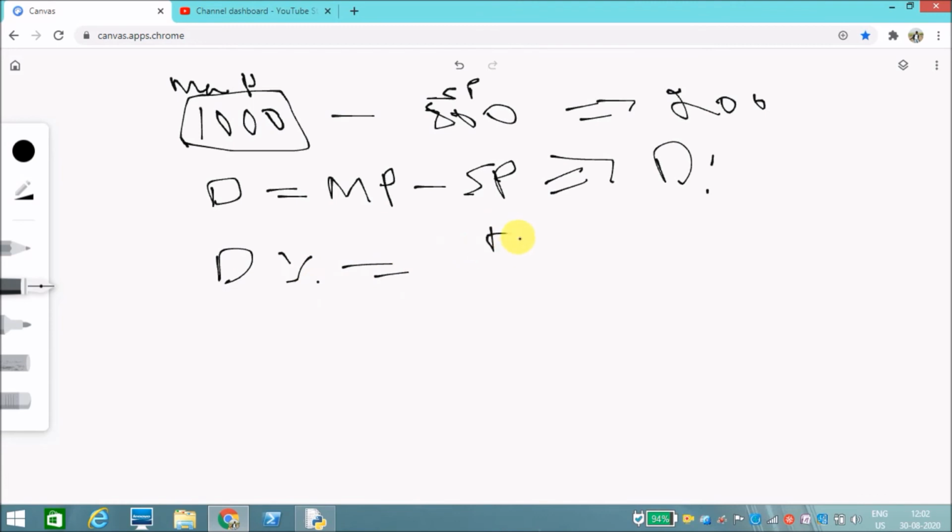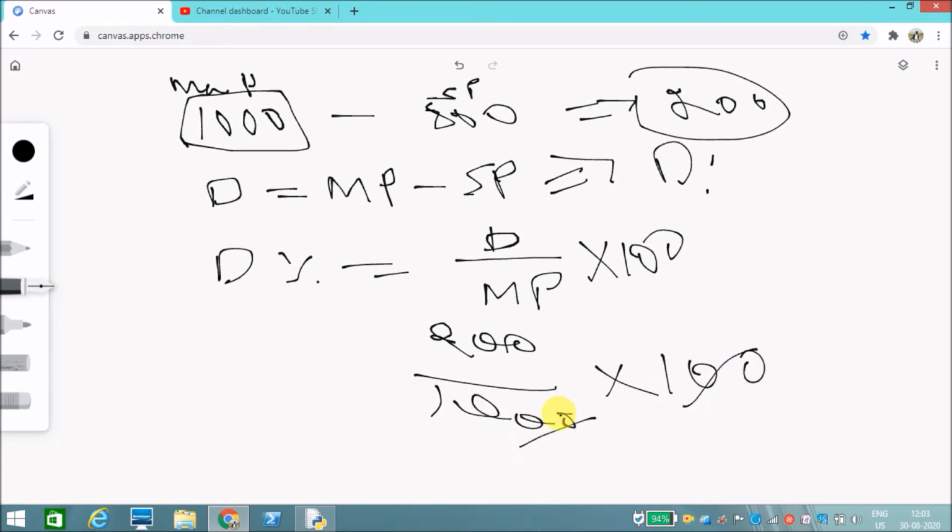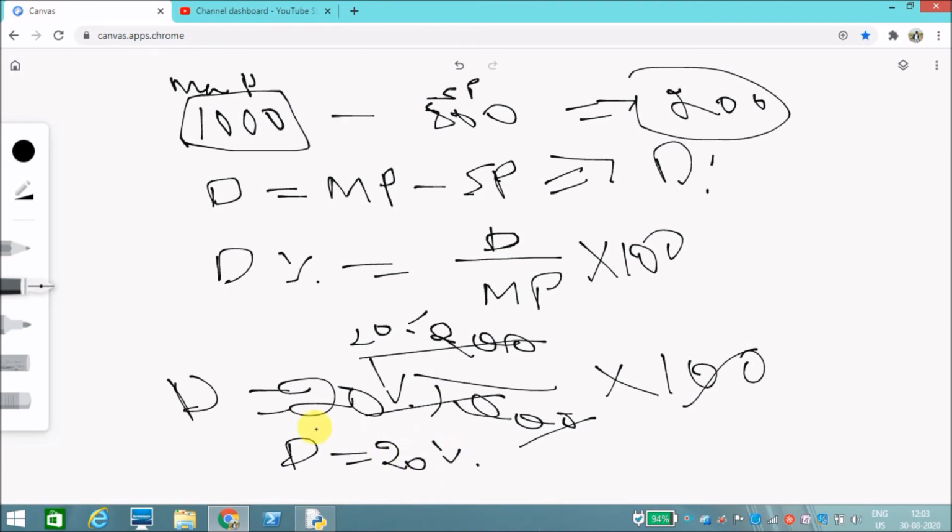Discount percentage is equal to discount divided by market price into 100. For example, what is the discount you got? 200. What is the market price? 1000 rupees into 100. 20 20 cancel. So discount is equal to 20%. Like this you can find the discount percentage.